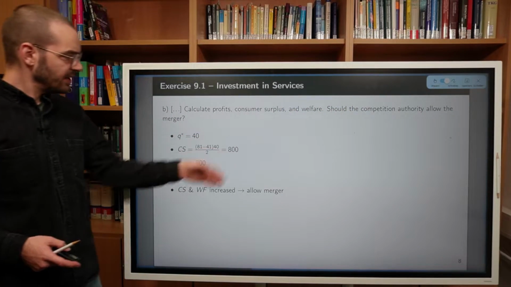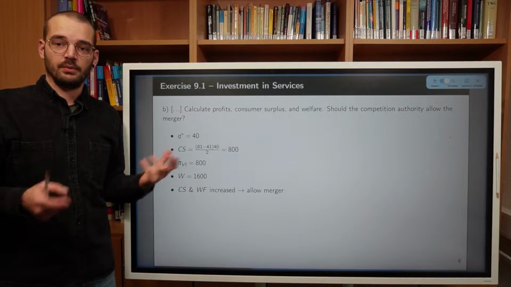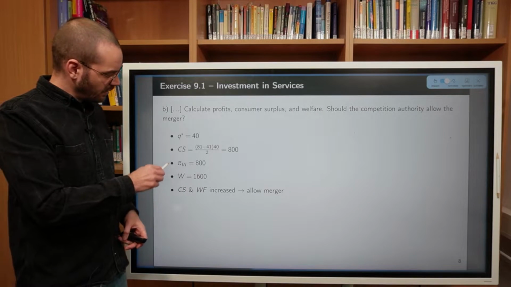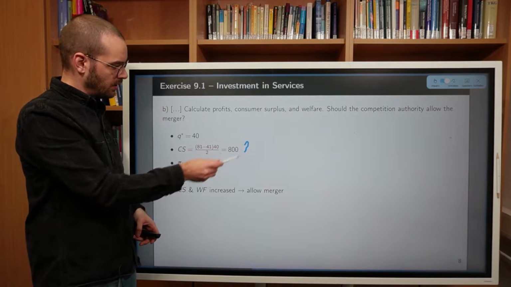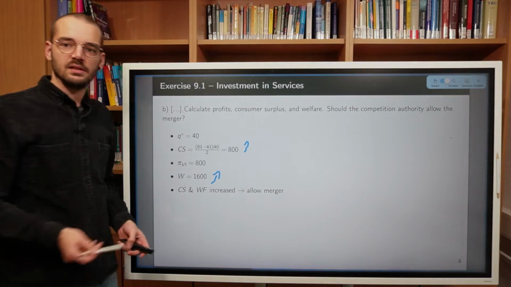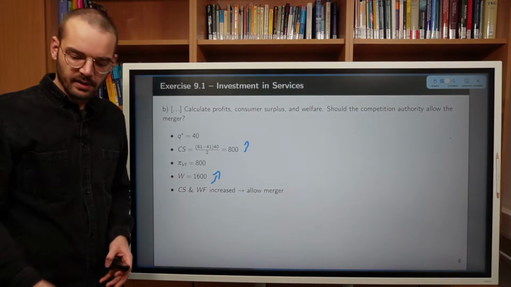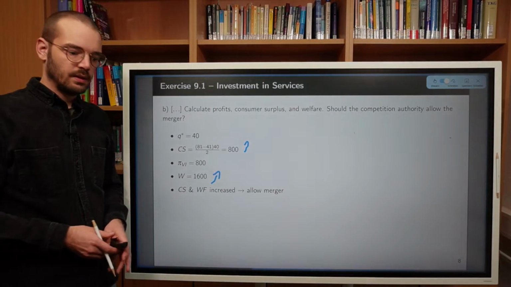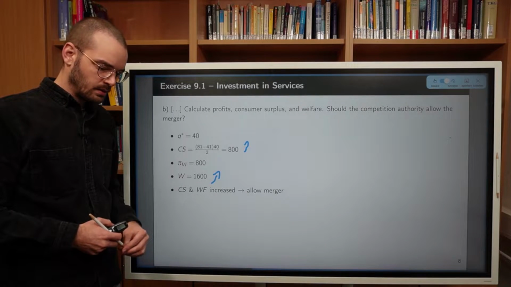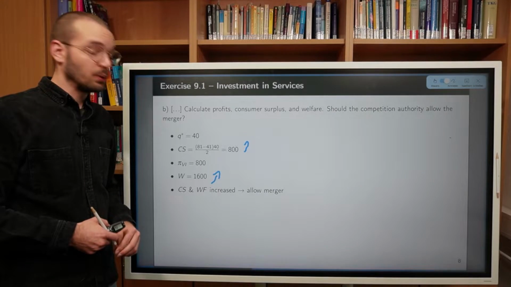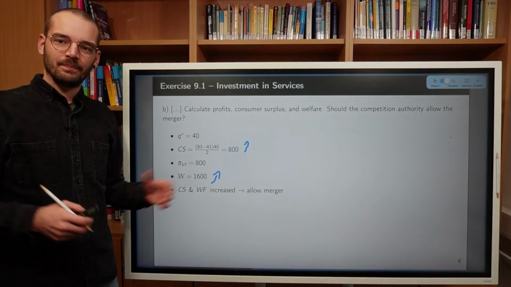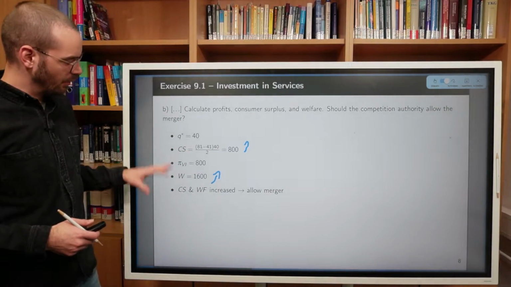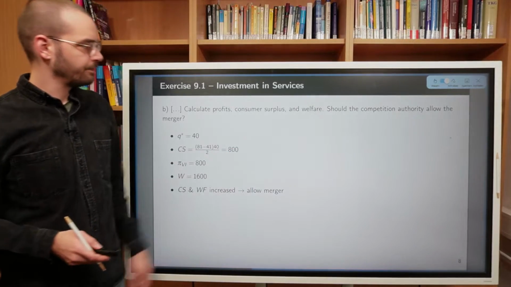Well, in comparison to the benchmark situation where there was no integration of all firms, we see that both consumer surplus increases and overall welfare increases. So regardless of whether the competition authority chooses to follow a total welfare standard or a consumer surplus standard, it should in either case allow the merger.